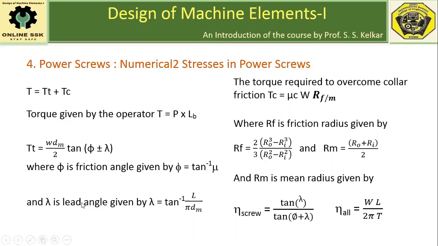and lambda is the lead angle, which is given by tan inverse of L upon pi Dm, wherein L is the lead, which is equal to number of starts multiplied by pitch. Dm is the mean diameter. Mean diameter is equal to nominal diameter d minus half the pitch.